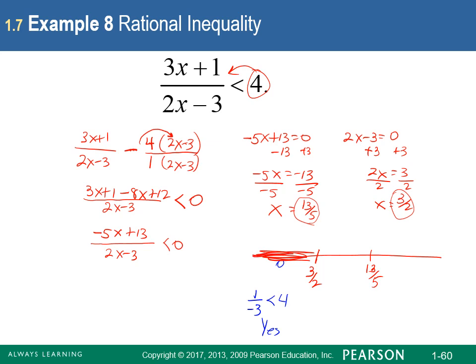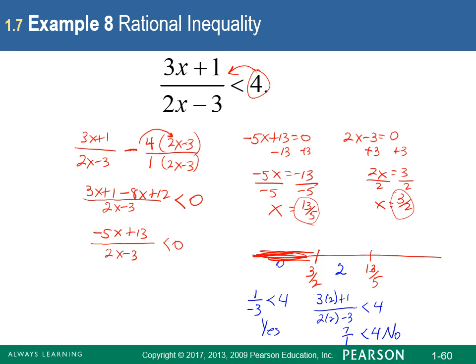We take a number in between 1 1/2 and 2 3/5. The only number in that region that I particularly care for is the 2. So 3 times 2 plus 1 and 2 times 2 minus 3. Is that less than 4? That's 6 plus 1 is 7. 4 minus 3 is 1. Is 7 less than 4? That would be a no. So we do not shade that region.